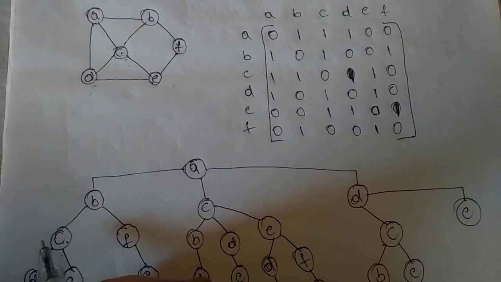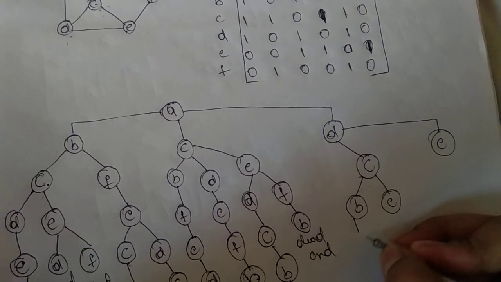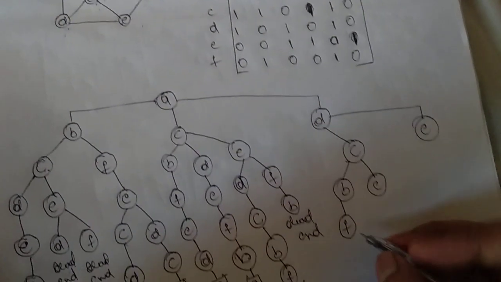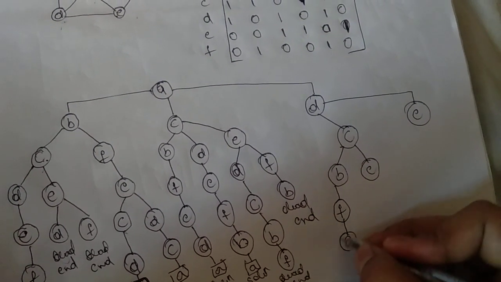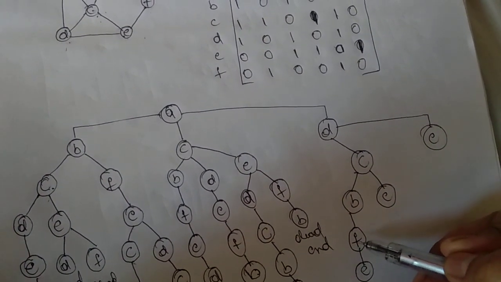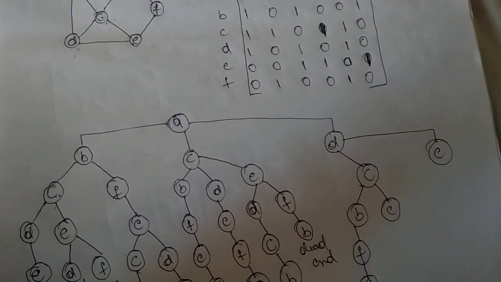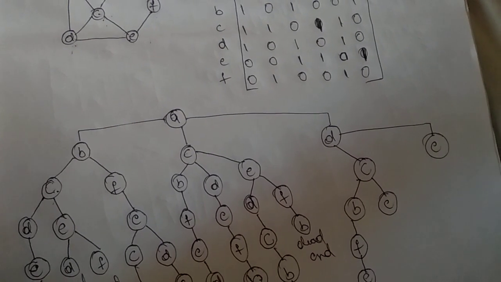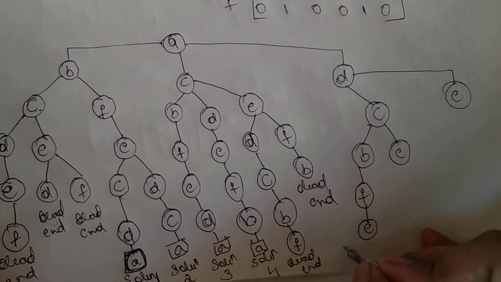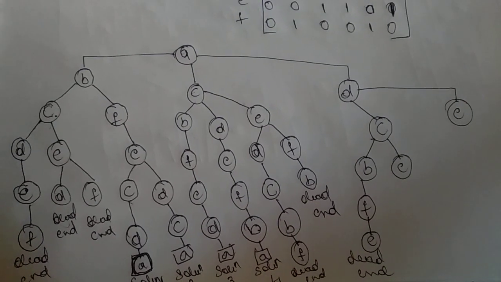A to D, D to C, C to B. From B, the only possibility is you can go to F, because A is already repeated. From F you can go to E. From E, where can you go? D or C. See, you have to check whether it is repeated or not. C is repeated, D is repeated. What is the condition? This condition is very, very important. You have to remember, no vertices should be repeated. Only once you have to visit all the vertices. So this I'll consider as a dead end.